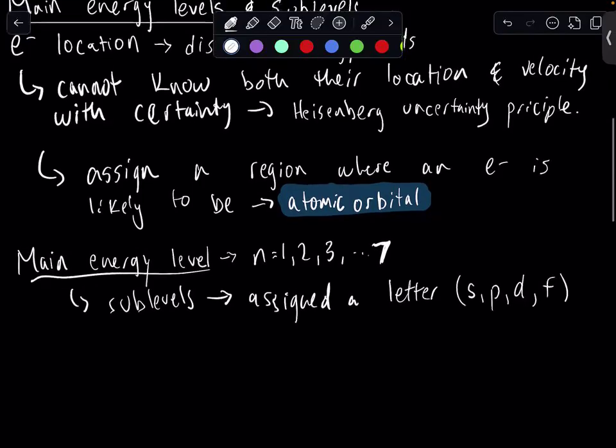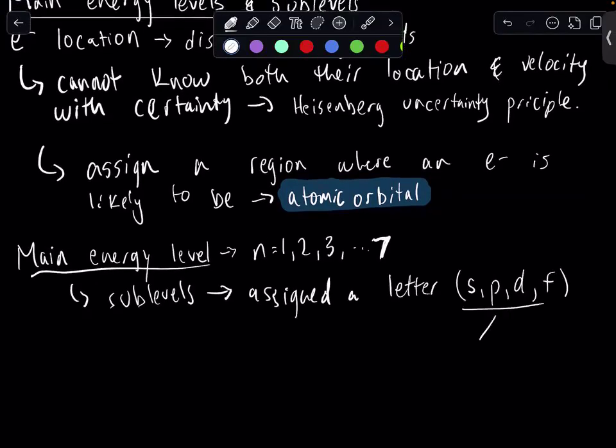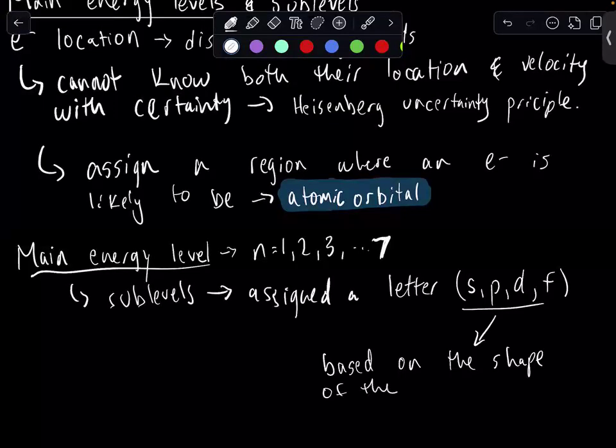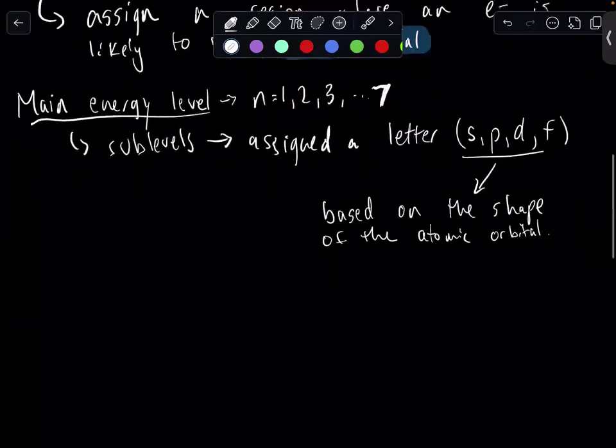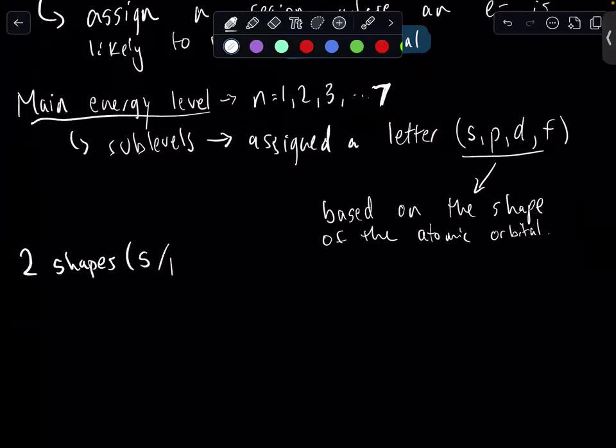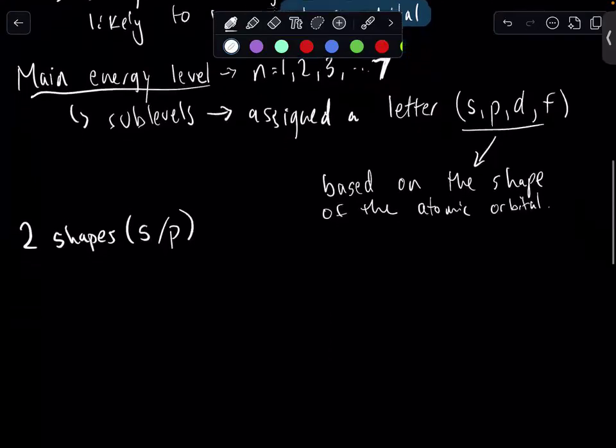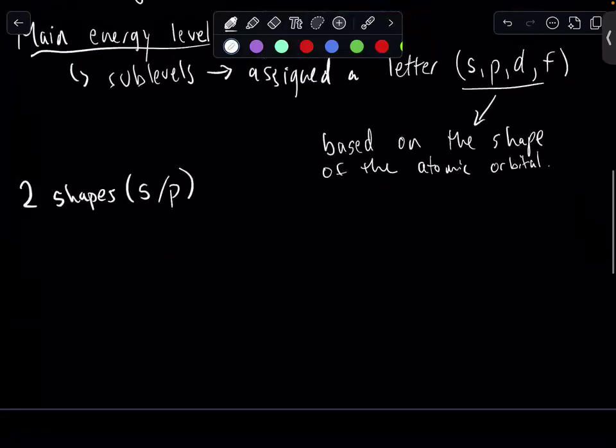One of the questions is how do we get those letters? These are based on the shape of the atomic orbital. For the DP chemistry curriculum, you only need to know two shapes, for our S and P orbitals. You do not need to know the other ones. They get very complex and very weird.